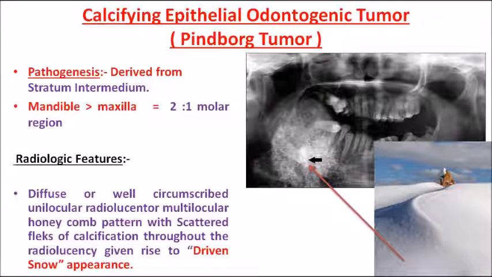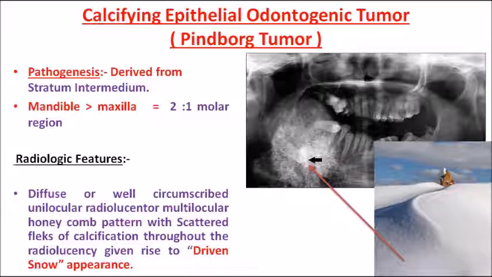Now coming on to the next important MCQ, that is calcifying epithelial odontogenic tumor or CEOT. Calcifying epithelial odontogenic tumor or CEOT, otherwise known as Pindborg tumor. Okay, many times they have asked you in MCQ about CEOT. The other term they ask you is Pindborg tumor. Okay. Now the origin of this is very important.